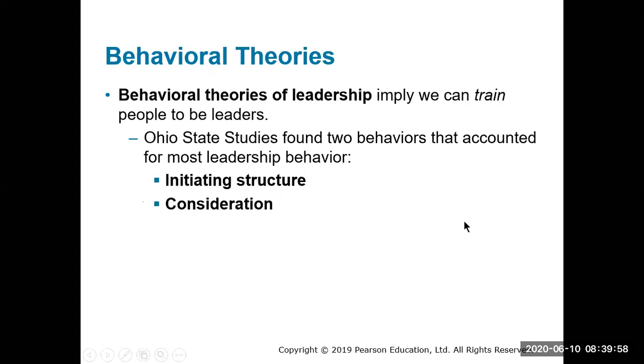Initiating structure is the extent to which a leader defines and structures his or her role and those of the subordinates to facilitate goal attainment. So they define what the leader's role is and what the employee's role is, in order to attain the goal. This includes behavior that attempts to organize work, work relationships and goals.